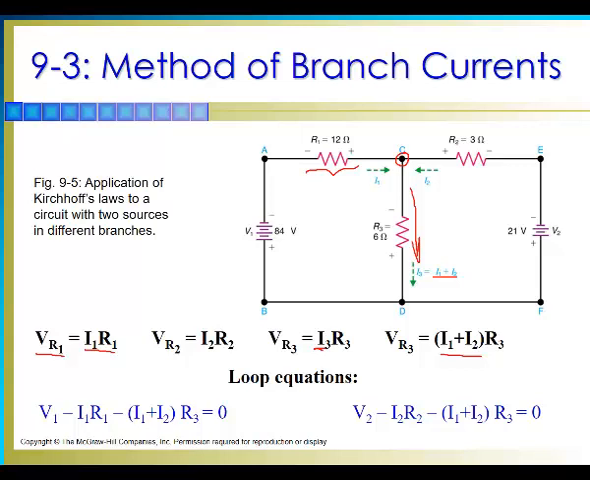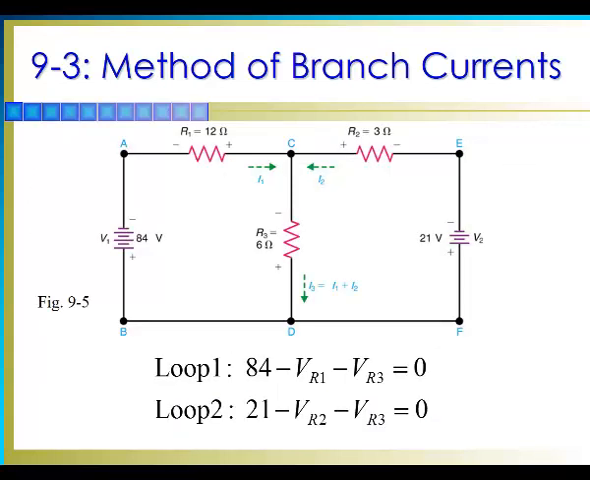We have two loops, and we're going to have two equations, and we can only solve a system of two equations if we have two variables. So if we keep I1, I2, and I3, now we will have three variables and only two equations, so that will be impossible to solve the problem. Okay, so back to this method of branch current.